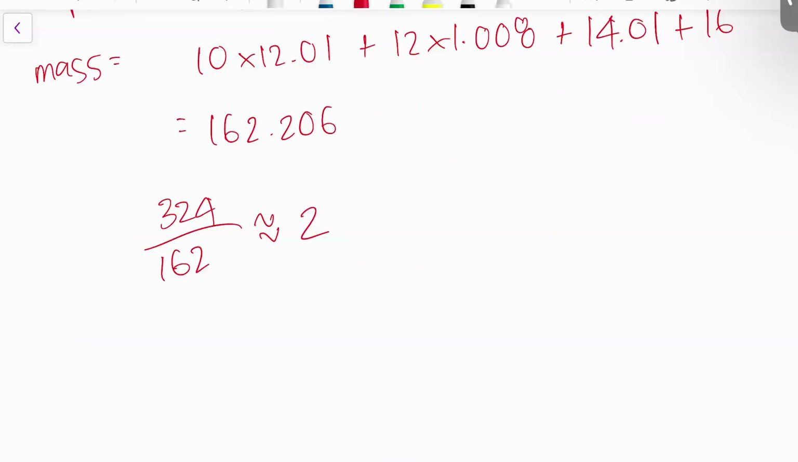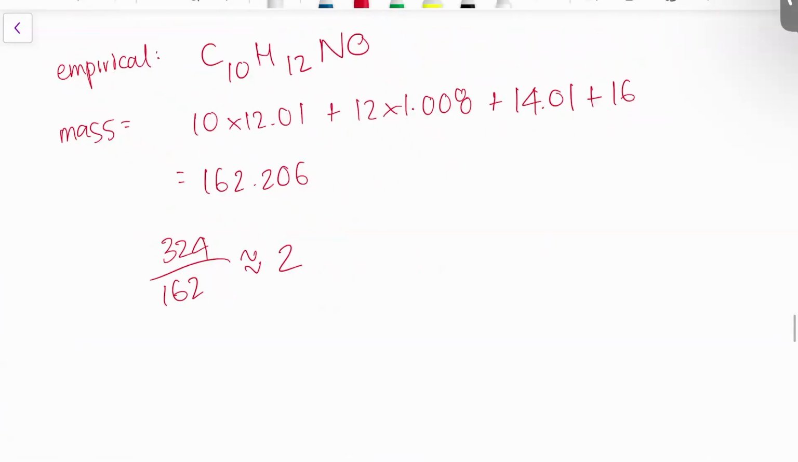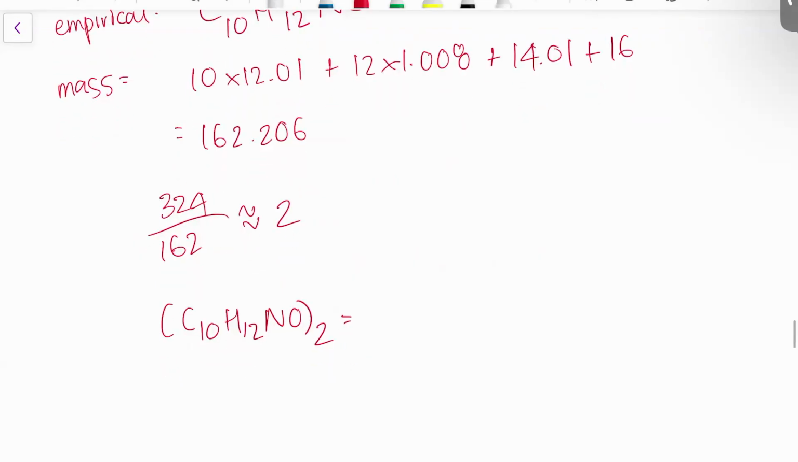Cool. Okay, so my empirical formula is C10H12NO. My molecular formula is twice that. So what is my molecular formula? C20H24N2O2. Good. Thank you. This is your molecular formula.